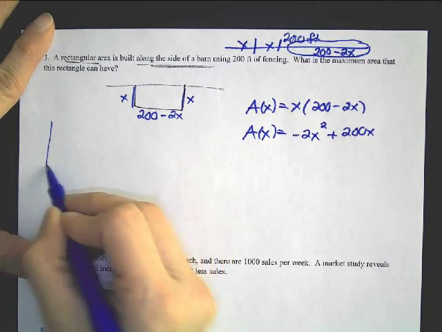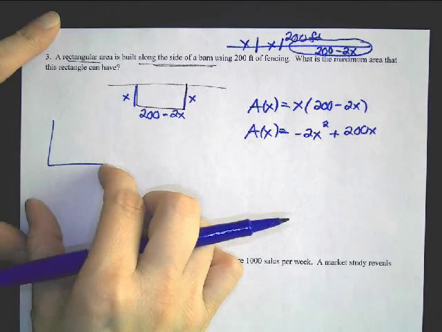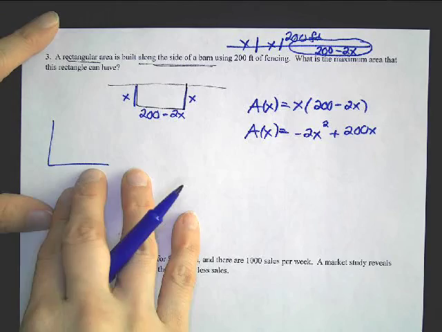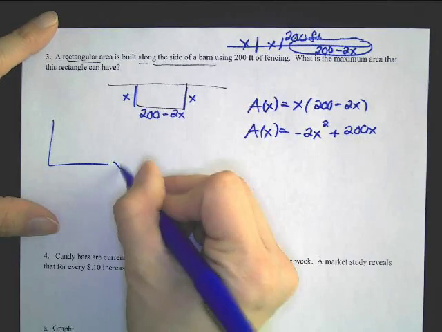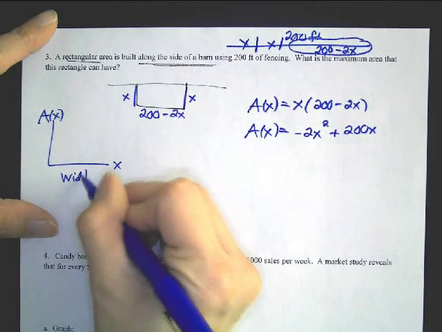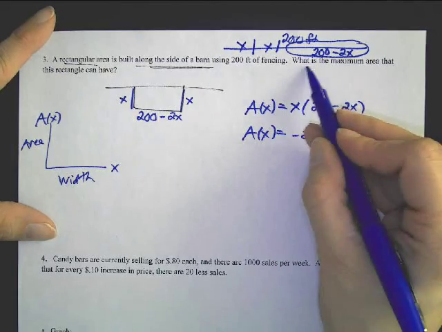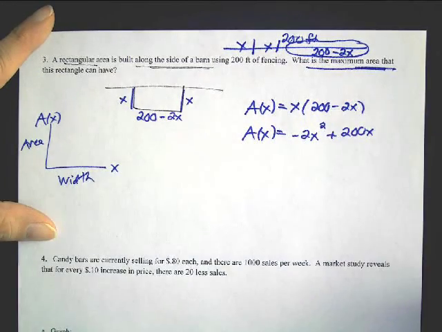Okay, so I'm taking a look at a little diagram just to get the juices flowing. If it doesn't say draw a diagram, I suggest a quick little sketch because then you know what to go for. I've got X, I've got A of X. X represents the width, A of X represents area. It says, what is the maximum area?